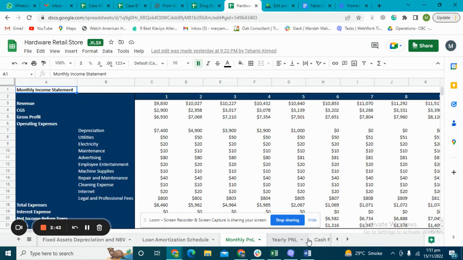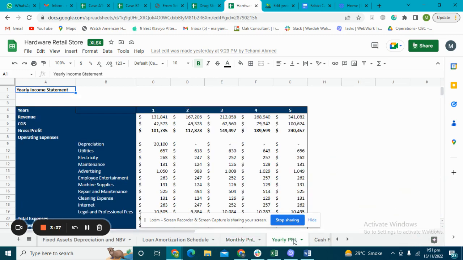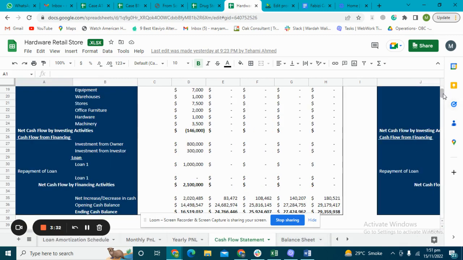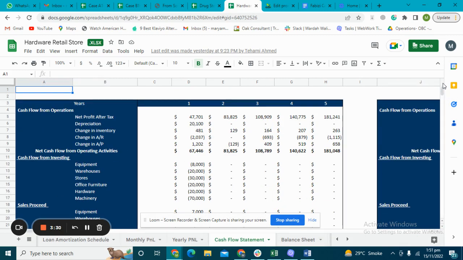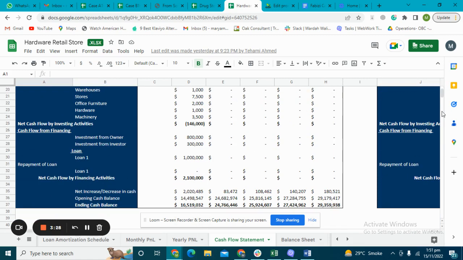We then have the monthly P&L and the yearly P&L, which show the different constituents of the profit and loss statement, both on a monthly and a yearly basis over here. The cash flow statement shows the various cash flows from operating activities, investment activities, and financing activities.